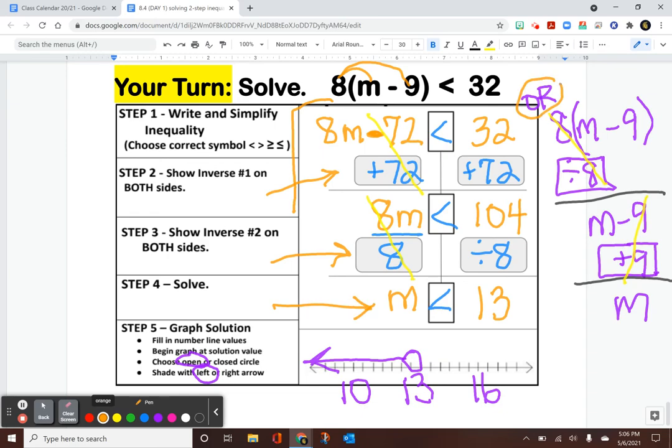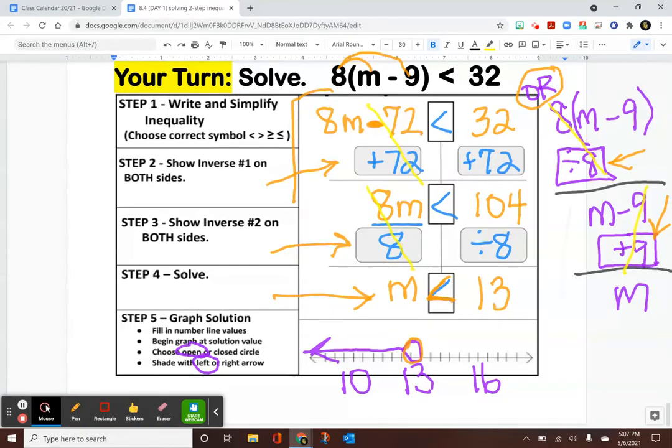If you chose to keep the parentheses and just save them for last, inverse number 1 for you is dividing by 8, while your second inverse is adding 9. Either way, you still get the same solution set. Open circle at 13, heading to the left where all the numbers that are less than 13 are located. How'd you do? Was your strategy successful?